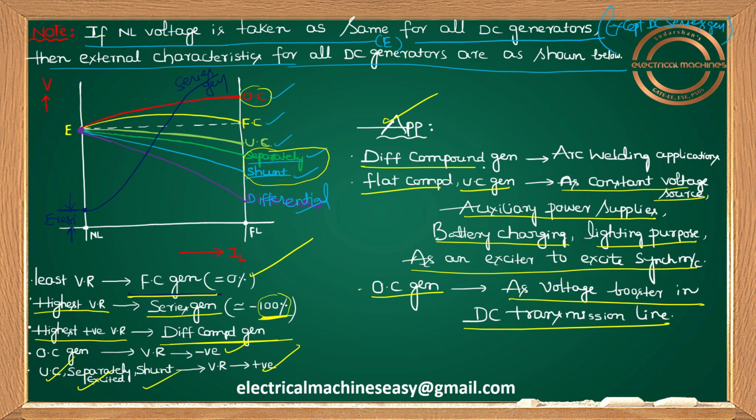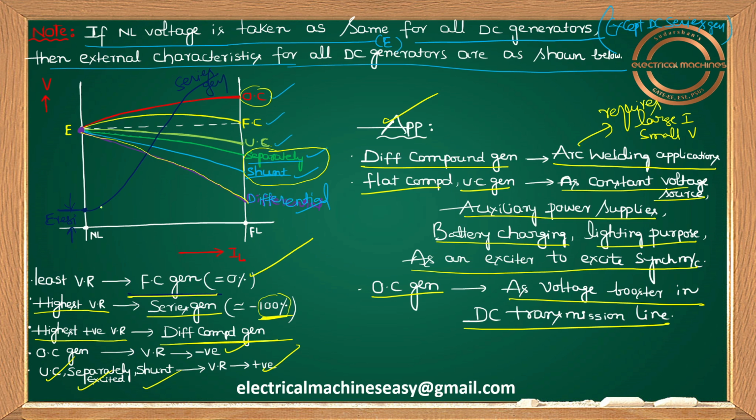And what about the differential compound generator? It can be used in arc welding applications. What is the reason? Because arc welding applications require large current and small voltage, which I got from the external characteristics of the differential compound generator.